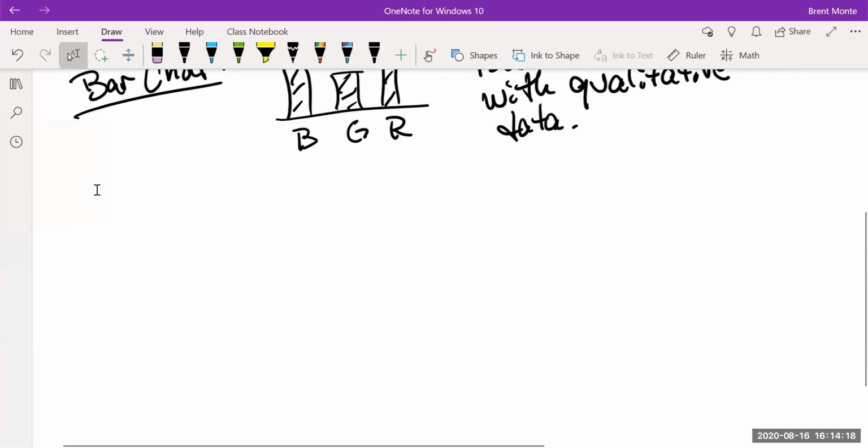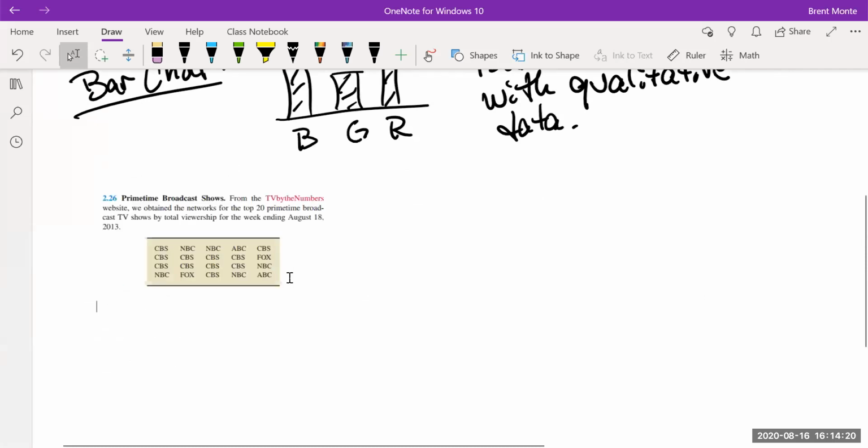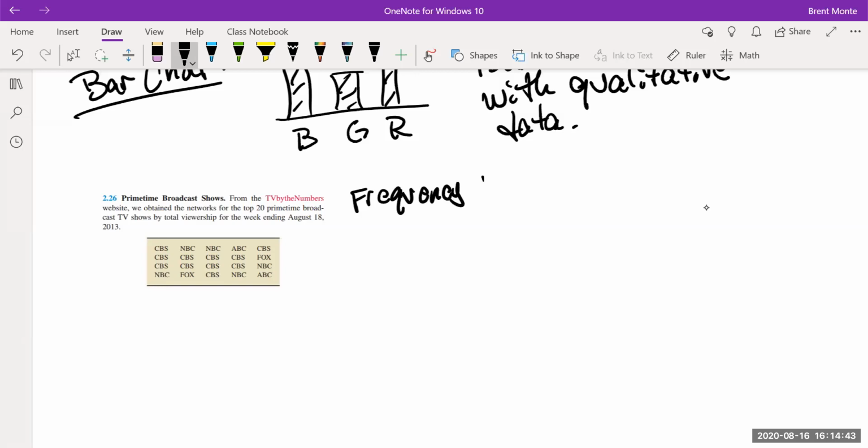So let's put a problem from the book right here. It says primetime broadcast shows. From the TV by the Numbers website, we obtained the networks for the top 20 primetime broadcast TV shows by total viewers on August 18th, 2013. All right, so here's what we're going to do. We're going to start with a frequency distribution.